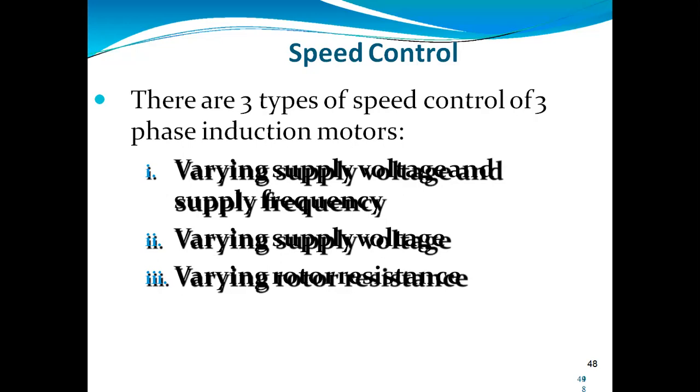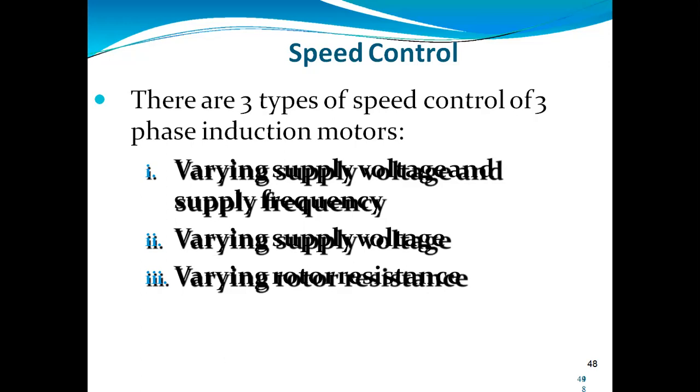Now we are going to study the speed control methods of the three-phase induction motor. There are three types of speed control methods which we can use for the three-phase induction motor. These are varying the supply voltage and the supply frequency.